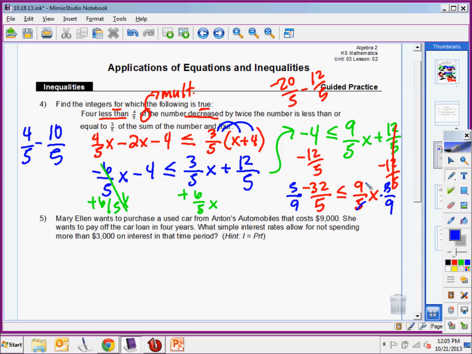Yeah, I'm very confused right now. Well, I know what's going on. What happens to my 5s? They cancel out. And what am I left with? Negative 32 over 9. There we go.